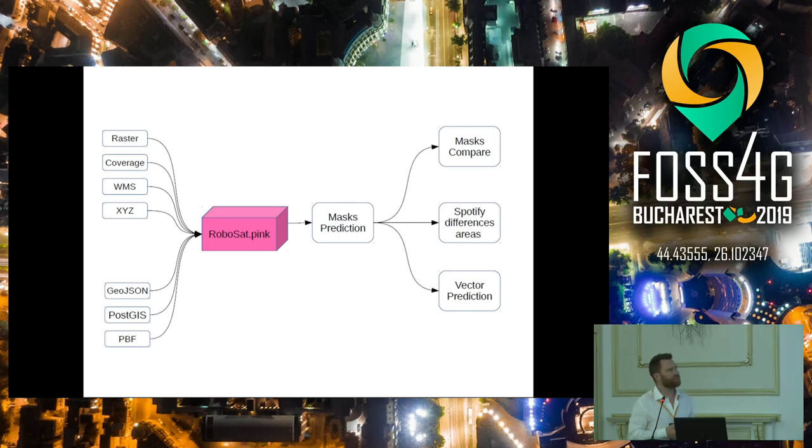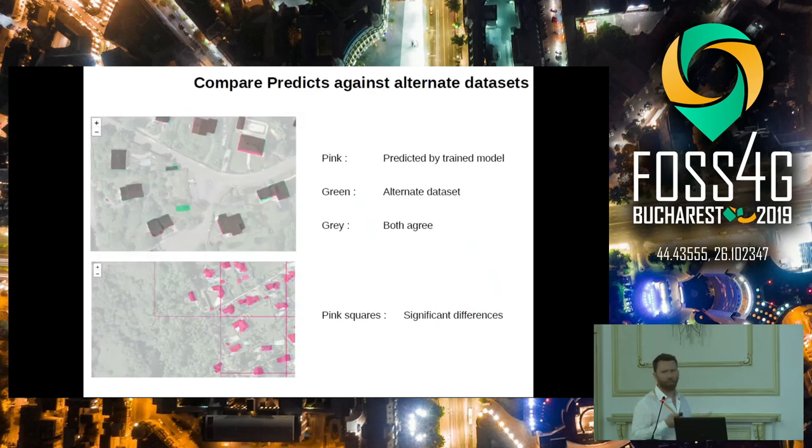And since you predict masks, you can thereafter compare them to another data set as mask, so as raster, or extract your mask to vector, and then spot where there are enough differences between the two, to make it easier for a human to directly go to the right point. So that's the theory call.